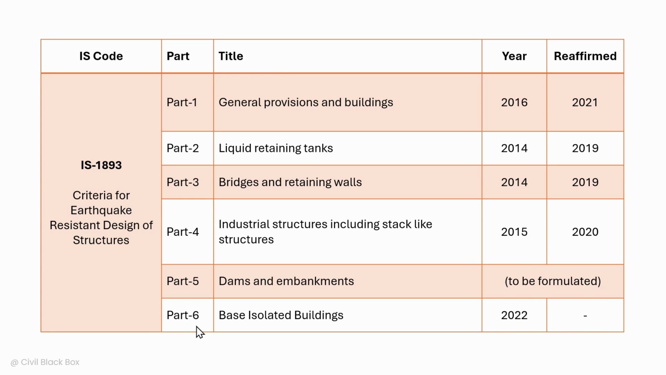And finally, we have the very latest version of the IS 1893, which is Part 6, base isolated buildings. Why I'm showing you this is because the IS 1893 is not just Part 1. So the importance factor is not only derived from Part 1, but from all of these parts.